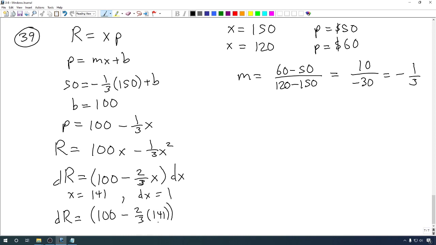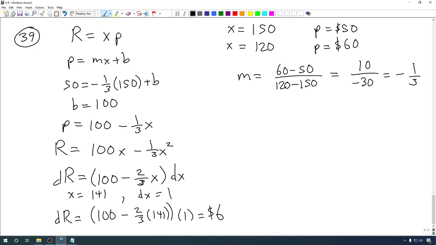They chose 141 because it is divisible by 3. It actually works out pretty nicely. And that's times 1. So this is 100 minus, and it turns out this is 94 when you take 2/3 of 141. So we end up getting 6. And that's essentially saying that our revenue changes by 6. It is a positive change, so it actually increases by 6 if we were to sell one more unit. That is what we're saying here.